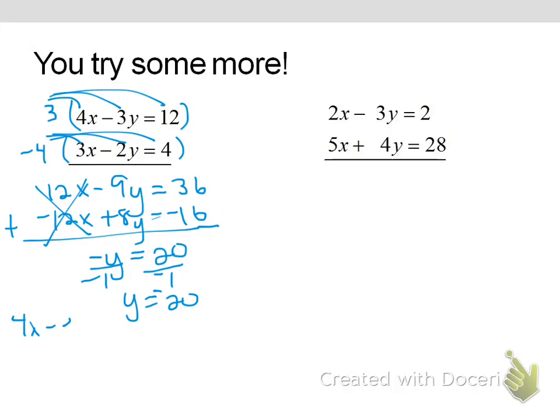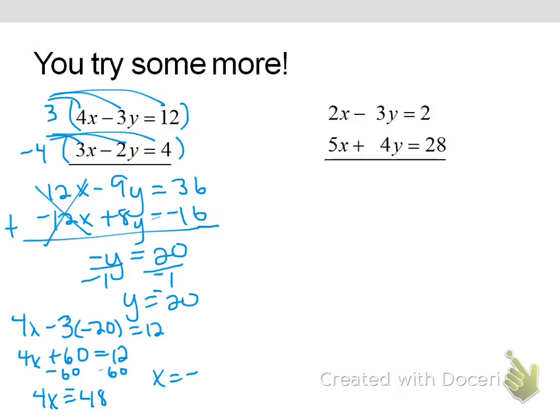Then I need to plug that in. So 4x minus 3 times negative 20 equals 12. 4x plus 60. Why is it plus 60? Because negative 3 times negative 20 is positive 60. Subtract 60 from both sides. 4x equals negative 48. X equals negative 12. So my final answer is negative 12, comma negative 20.